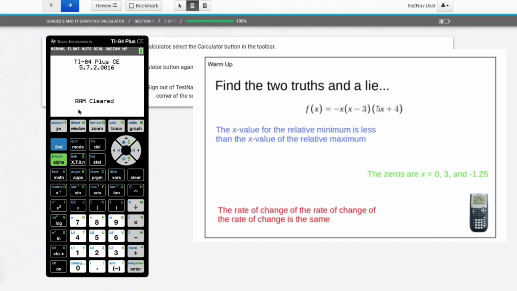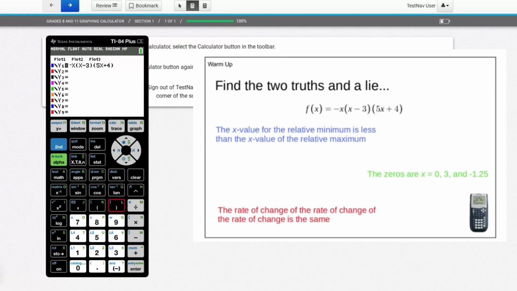Let's run to the calculator and see what our lie is. First off, we are graphing f of x equals negative x times the factor x minus 3 times the factor 5x plus 4. So this is our negative button. Don't hit the minus sign. Here's our x button. Parentheses x minus 3, parentheses, open them, 5x plus 4.